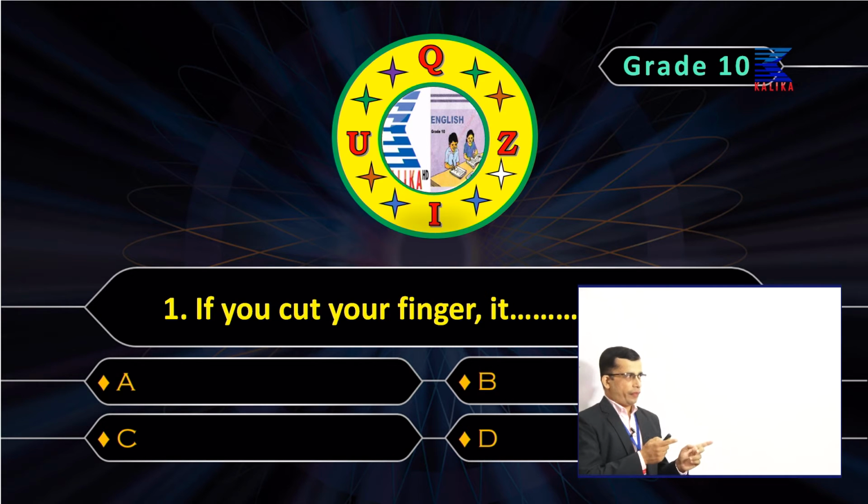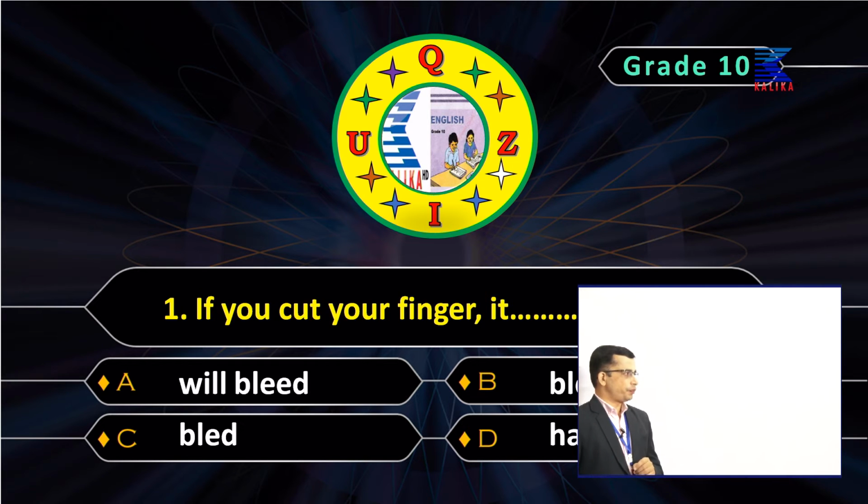This is based on the condition that we have just discussed, zero conditional, right. If you cut your finger, it dot dot, right. This is a factual thing. So, in both clauses, the if clause as well as the main clause, simple present tense is used, right. Okay. Will bleed, bleeds, bled, had bled.